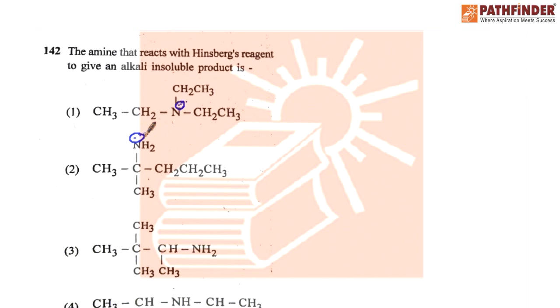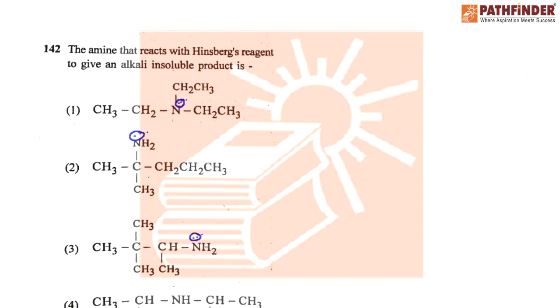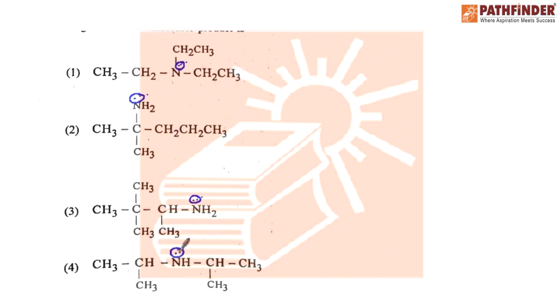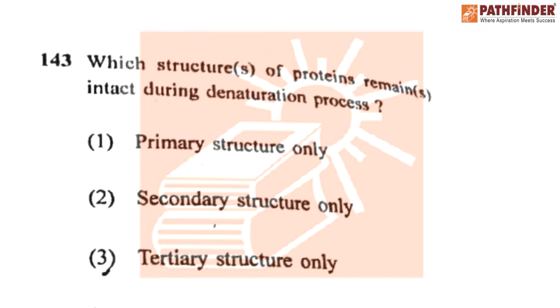Now this amine is also a 1 degree amine. Now this amine is a 2 degree amine. This 2 degree amine gives alkali insoluble product. Okay, fine. So option number 4 will be the correct option. Let's move on to the next question.